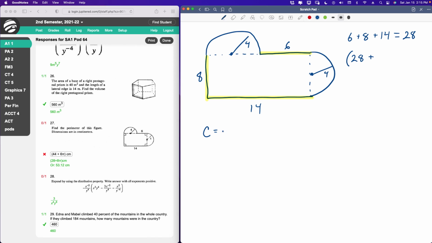Circumference is 2 pi r. We don't have to divide it by 2 because they're identical. So that makes one whole circle. So that's going to equal 2 pi 4, 8 pi. And our dimension is in centimeters. So that's centimeters squared. This is your answer.